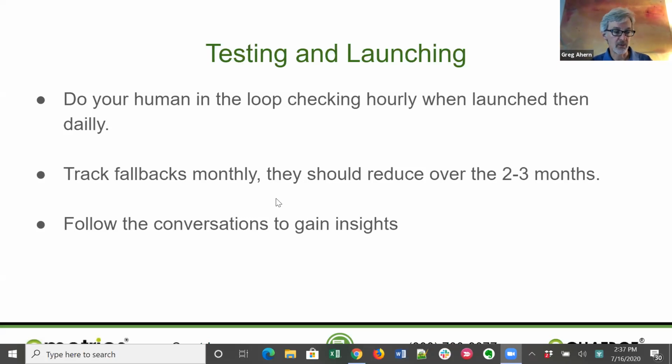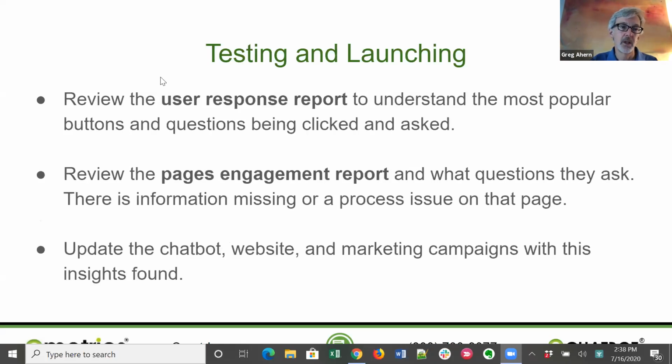With the reporting, you can find out the button clicks, the pages they're on. There's a lot of data, and you can follow all the conversation all the way through. Here we go, the user response report gives you an understanding of the most popular buttons and questions. So you can see 70% of people are asking this question, or 30% ask that one. And gee, we don't have that on the homepage. I guess we should move it there, or say something about it because everyone's asking.